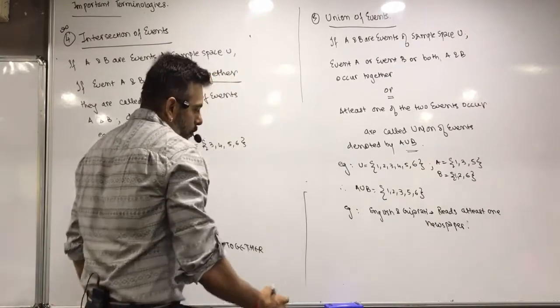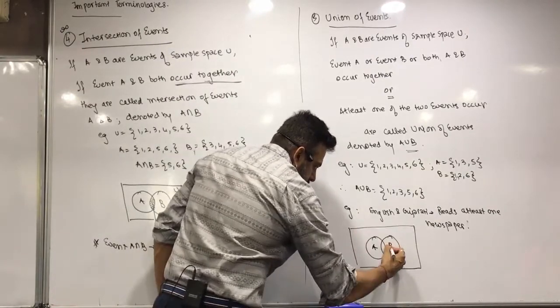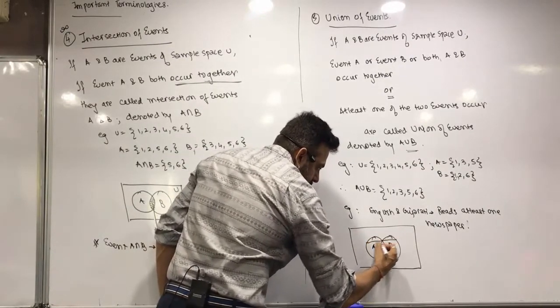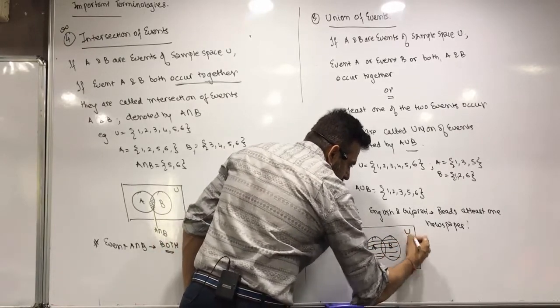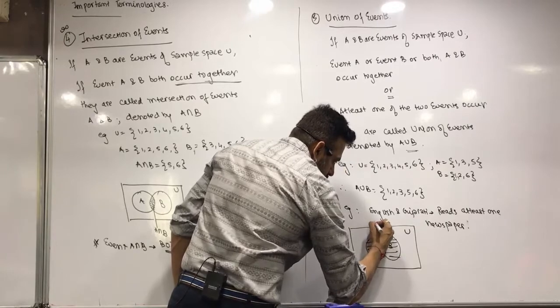Now, if I draw a Venn diagram, all the elements of A as well as all the elements of B is A union B.